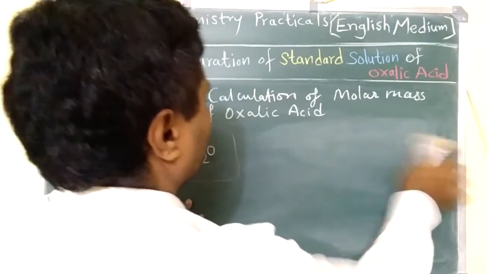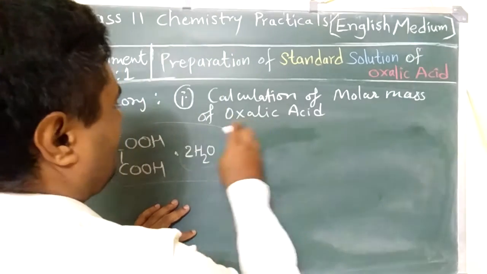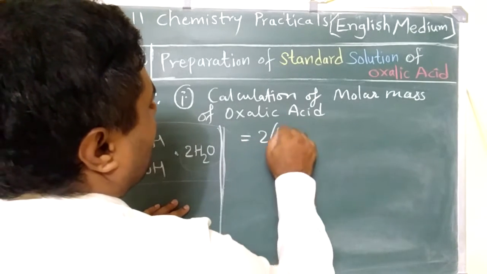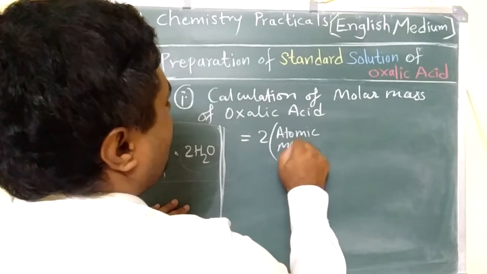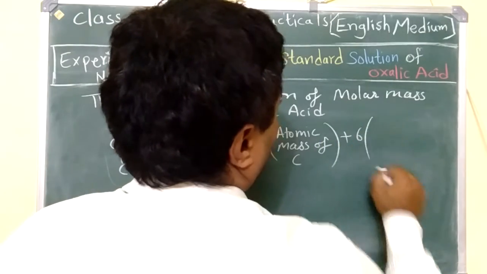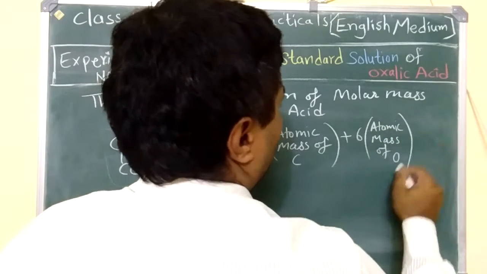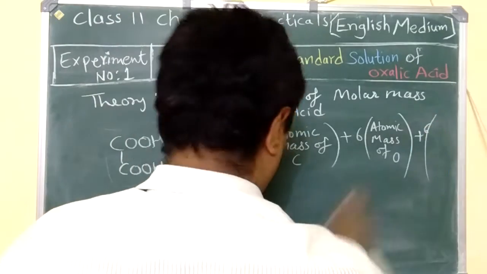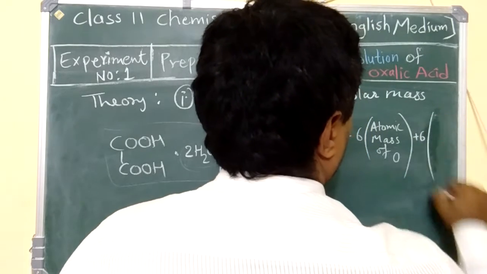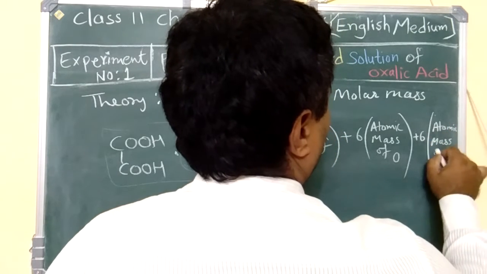Let me write it from somewhere here. 2 into the atomic mass of carbon, plus 6 into the atomic mass of oxygen, plus 6 into the atomic mass of hydrogen.